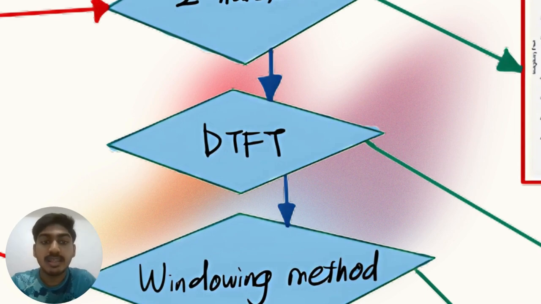Today, I will be discussing the discrete time Fourier transform or DTFT, which is a fundamental concept in digital signal processing. The DTFT helps us analyze the frequency content of discrete signals, representing them in the frequency domain.